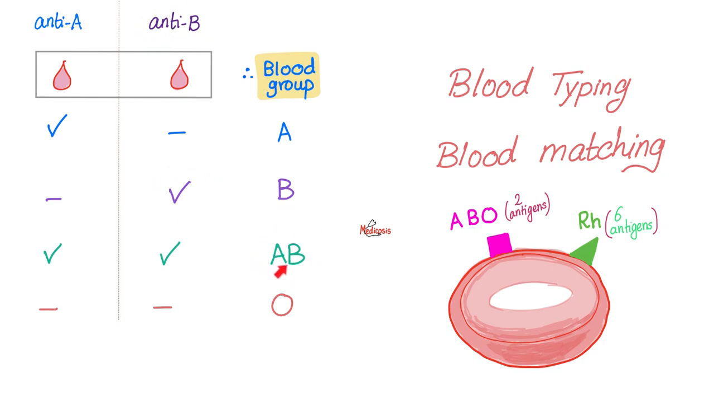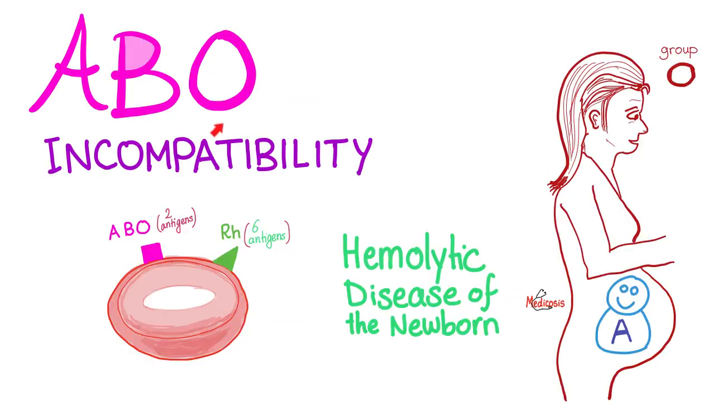How about if I'm blood group AB? You have both antigens, you will react here and here. How about O? You don't have any antigens. You will not react. The story of ABO incompatibility was discussed on my hematology playlist.